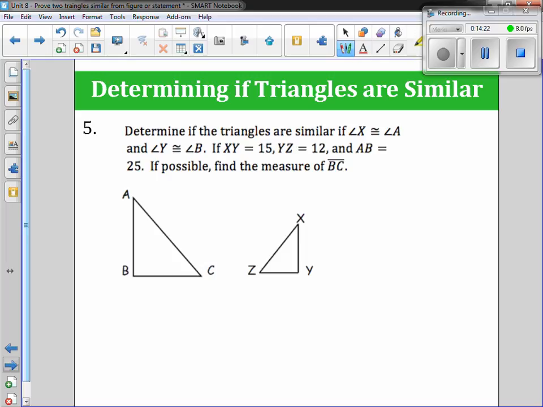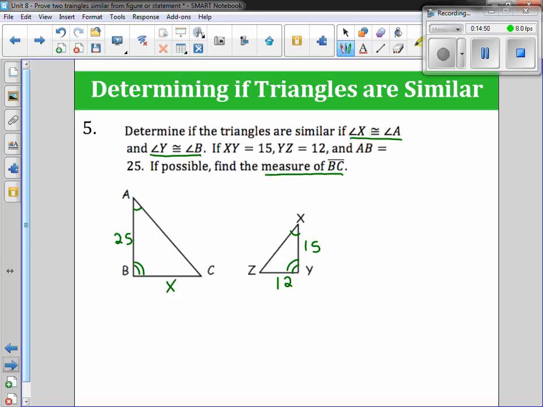Now that you've tried this, let's take a look at this together. We are given that angle X is congruent to angle A. I'm going to mark that in my picture. Angle Y is congruent to angle B. I'm going to mark that in my picture. And that XY is 15, YZ is 12, AB is 25, and we want to find the measure of BC.